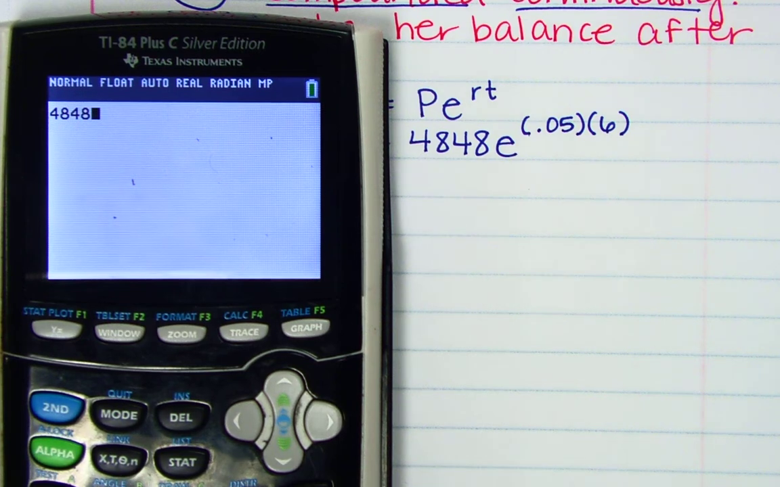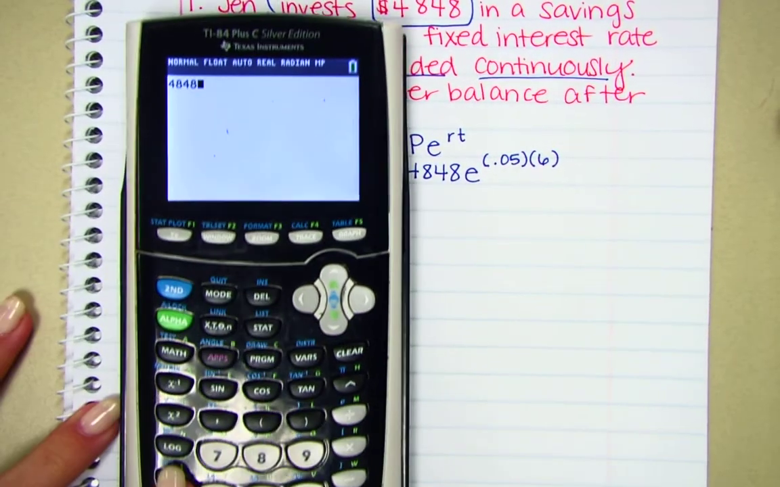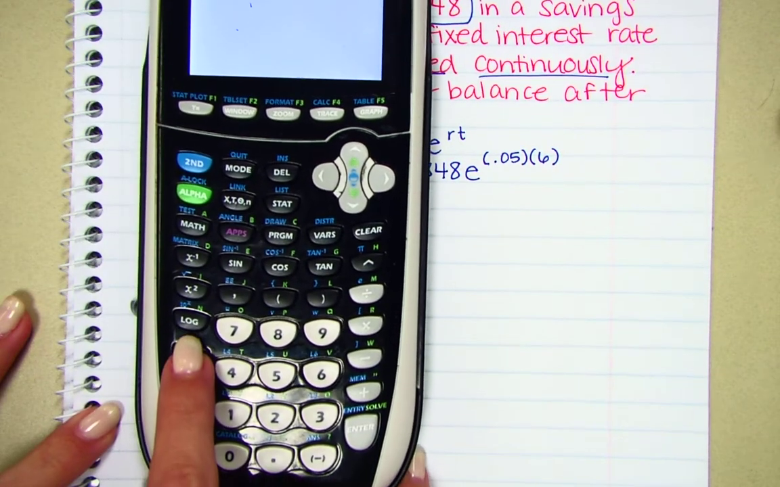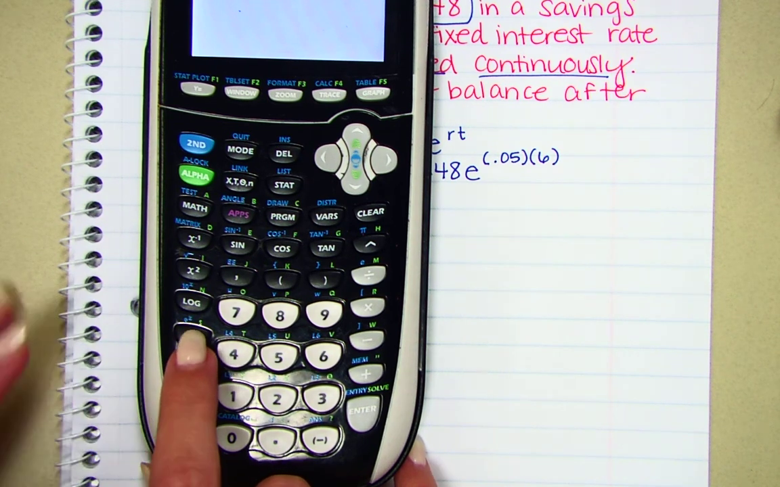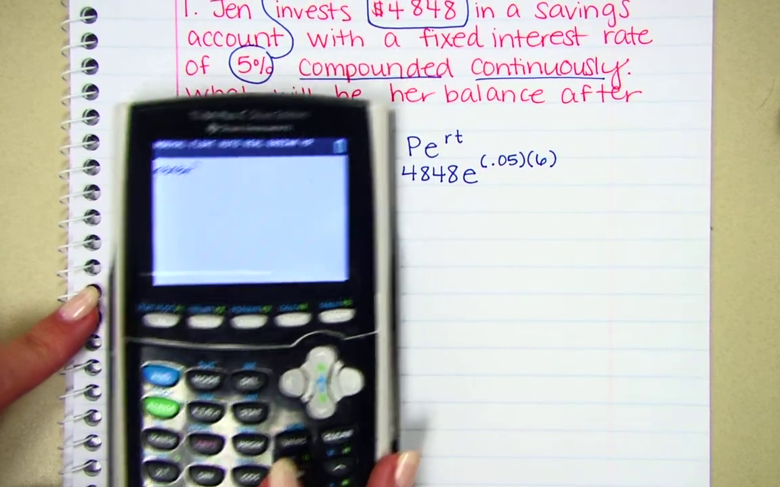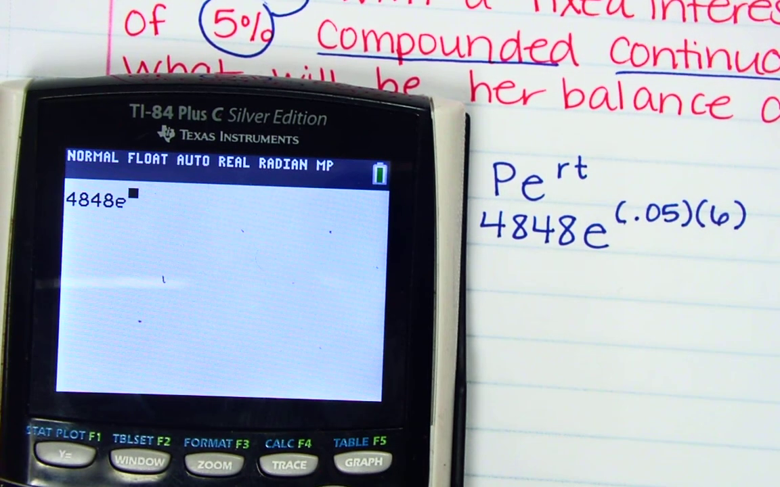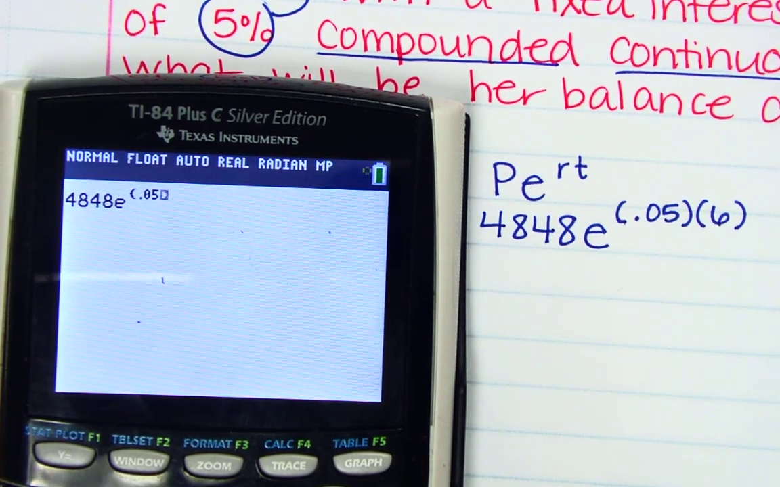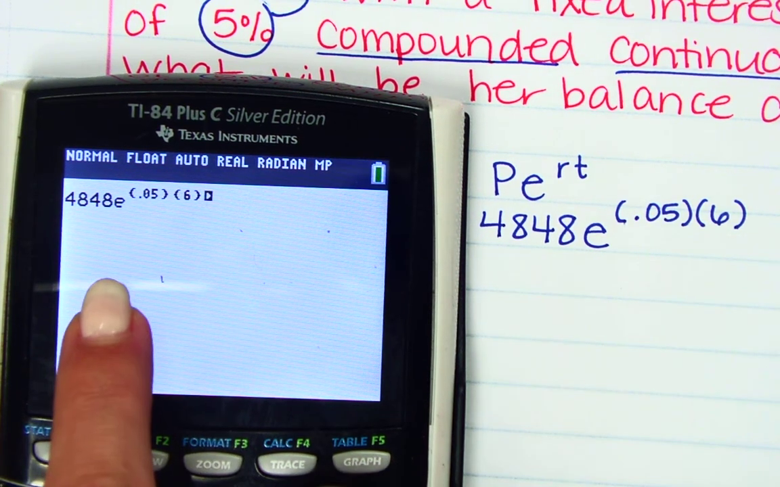I can type it in like this: 4848. To find the E, everyone pay attention, please. It's annoying if I get asked later where the E is, okay? See this button that says LN? It's next to the 4. The E is in blue above it. So to get to the E, you push second LN. That gives me the E. Then yes, we need to use parentheses on this part. Parentheses 0.05, parentheses 6. I wrote it down exactly as I'm going to type it in here.